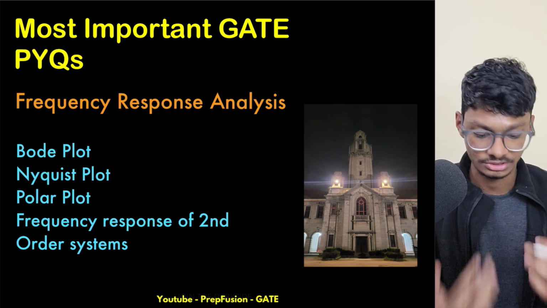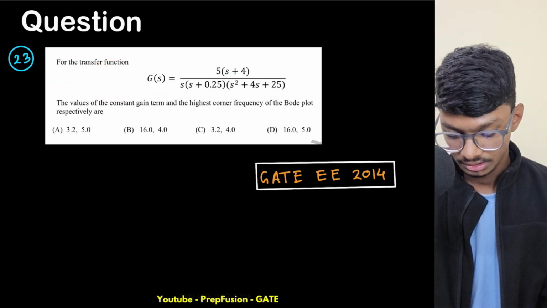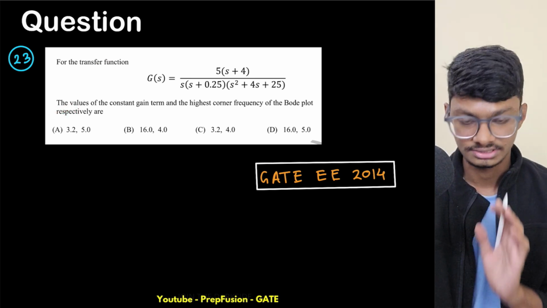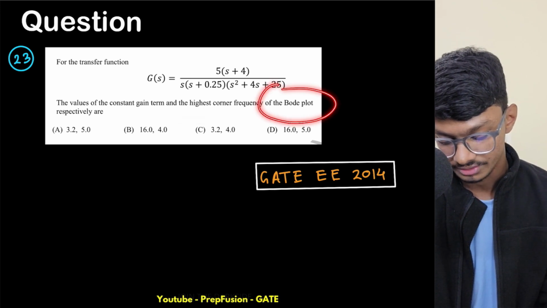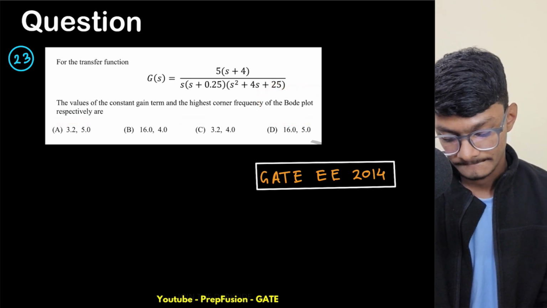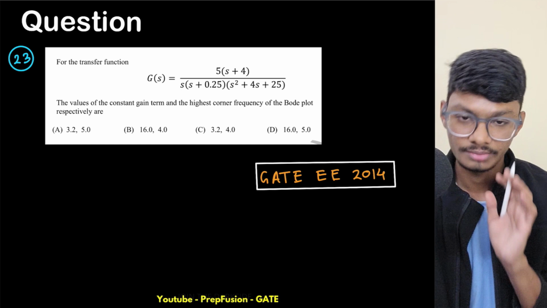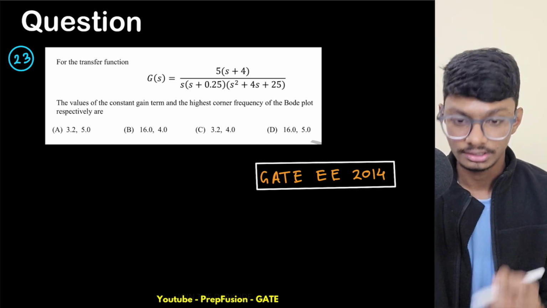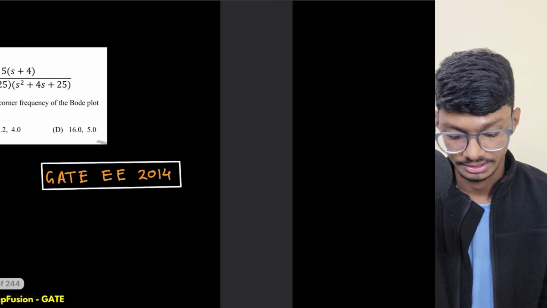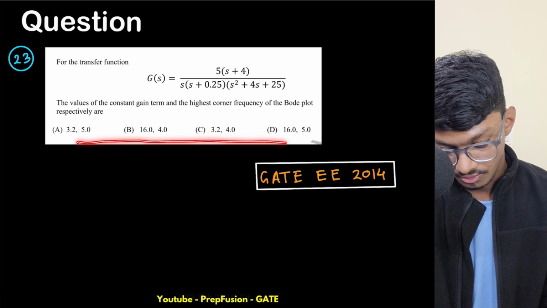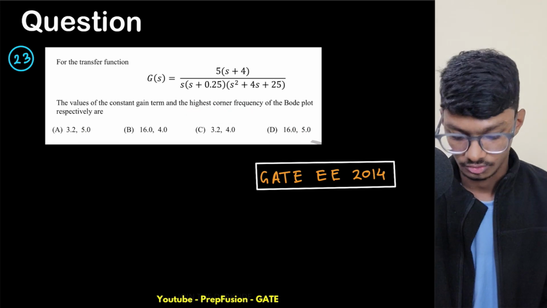And yeah, we'll straight away start with Bode plots. We have been given a transfer function, and they have asked us to find the values of the constant gain term and the highest corner frequency of the Bode plot. So what is the constant gain term here? By constant gain term they mean this K term, but this is not in time constant format. So definitely this 5 is not equal to my constant gain term. In the options also 5 is not given. This 5 is for the highest corner frequency, not for the constant gain term.